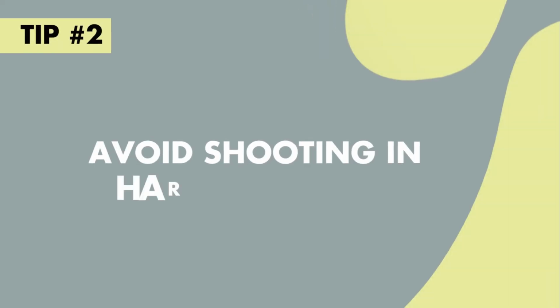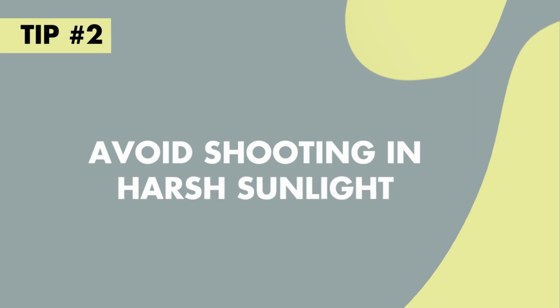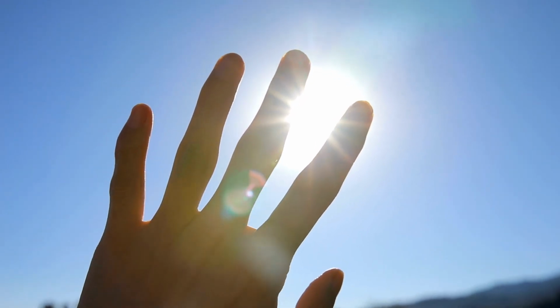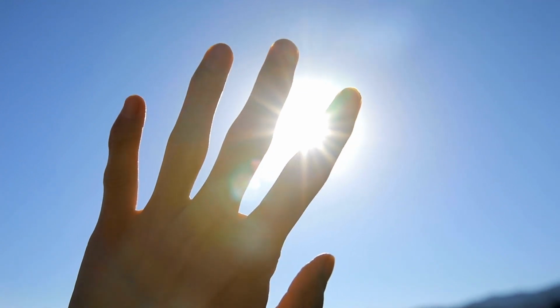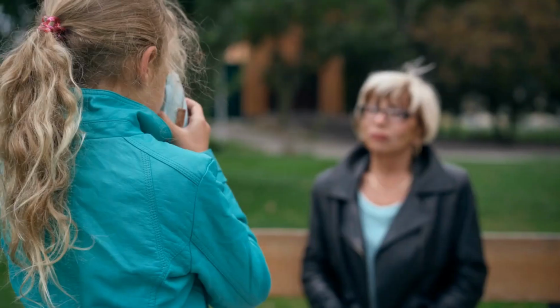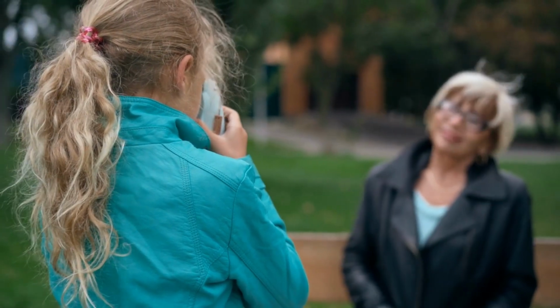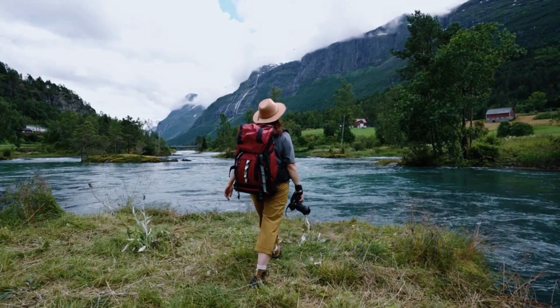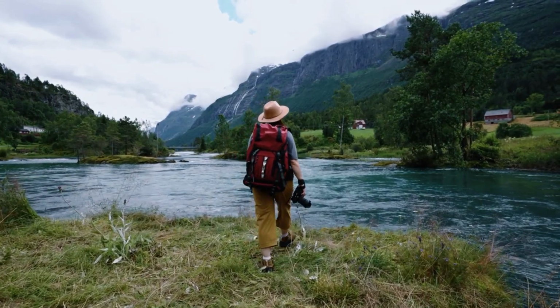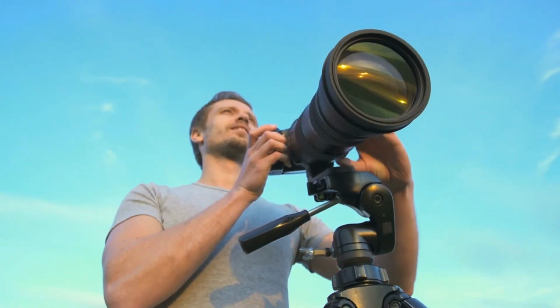Tip number 2. Avoid shooting in harsh sunlight. Shooting in harsh sunlight can create harsh shadows and highlights in your photos, making them look unappealing. If you're shooting outdoors, try to avoid shooting in the middle of the day when the sun is at its brightest. Instead, try to shoot during the early morning or late afternoon when the sun is lower in the sky, creating softer and more flattering light.